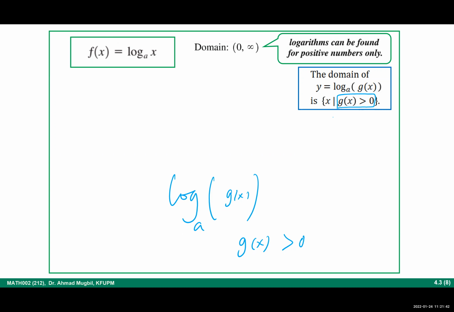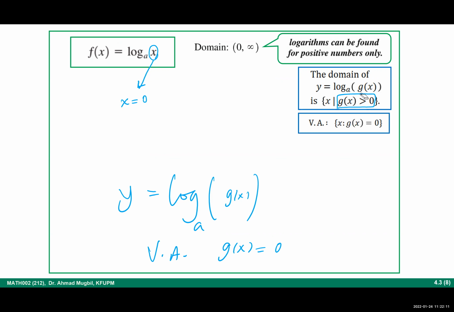How to find the vertical asymptote? Do you remember what the vertical asymptote was for this? Was it y equals 0 or x equals 0? x equals 0, the y-axis. So in fact, just put the argument equal to what? To 0. So if you want to find the vertical asymptote of this function, you will just put g of x equal to 0, solve it for x, and you will be able to find the vertical asymptote. This has been mentioned also here. To find the vertical asymptote, just put the argument equal to 0. The range, as we mentioned, is from negative infinity to infinity.